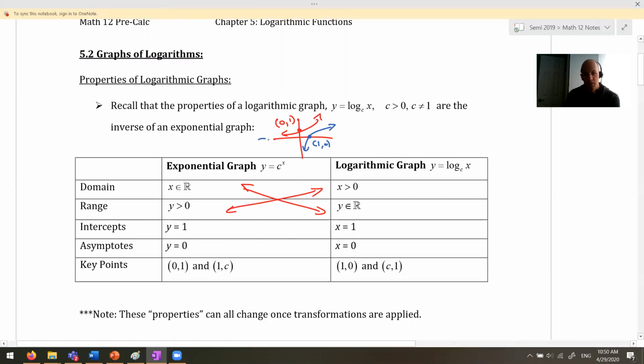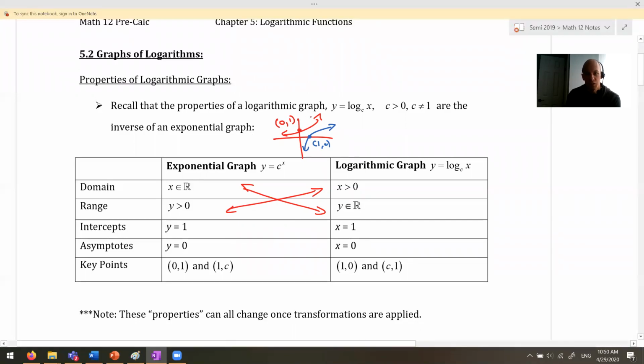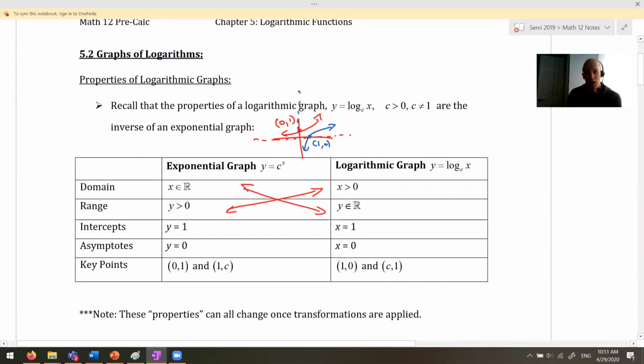We used to have a horizontal asymptote at y is equal to 0 for the exponential graph. Oh, that's a total lie. Sorry. Why did I just draw like that? We have a horizontal asymptote like this, and then we have a vertical asymptote for the log graph going like that. And then, of course, the key points 0, 1, and 1, c.